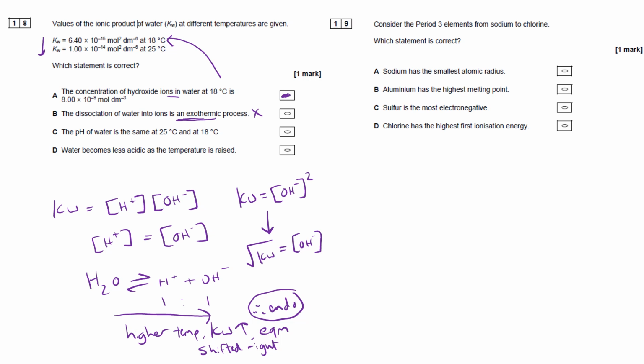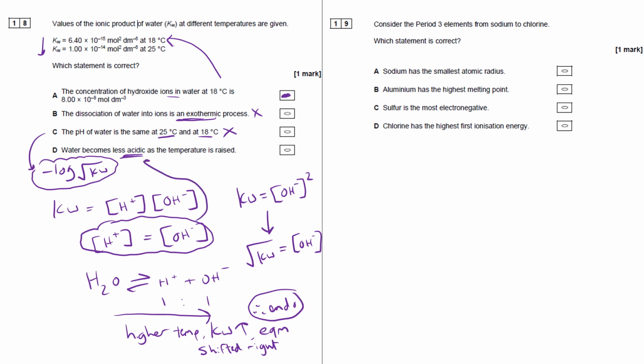Because we have different Kw values at different temperatures, the pH values would be different. You can find the pH by doing minus log square root of Kw, and you'll see that the pH values are actually different in this case. Water does not become more acidic or less acidic at different temperatures, because in pure water these two concentrations are the same. It's still neutral, it just has a slightly different pH value. So again, A is correct, B, C and D are incorrect statements.